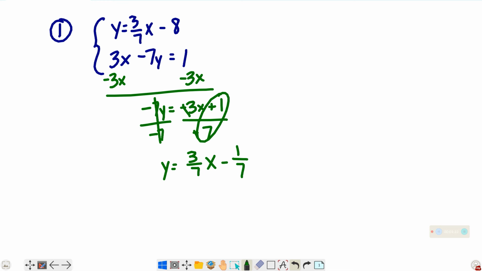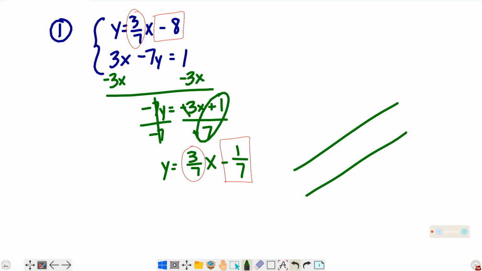Now I have both of my equations in slope-intercept form. They have the same slope, which means that they are going at the same rate, but they have different y-intercepts, which means they start at different spots. If I have two lines with the same slope that start in different spots, they are going to be parallel. If they have the same slope and they start at the same spot, then they're going to be the exact same line.